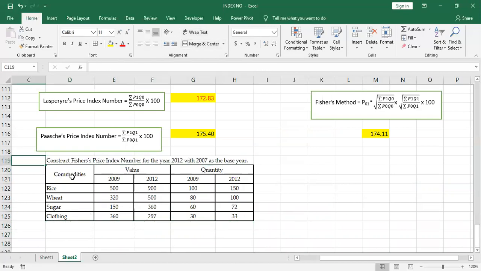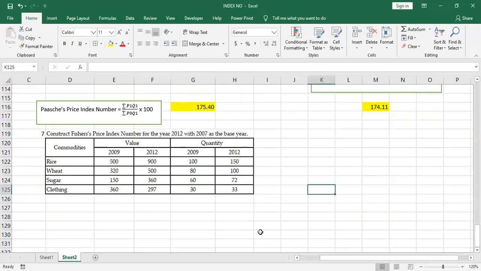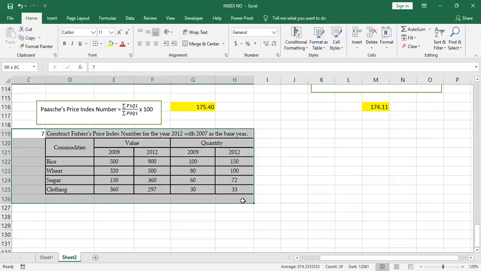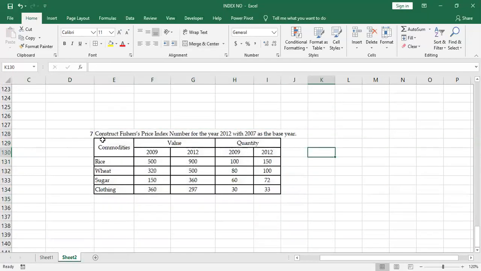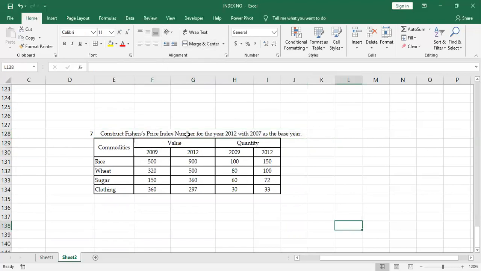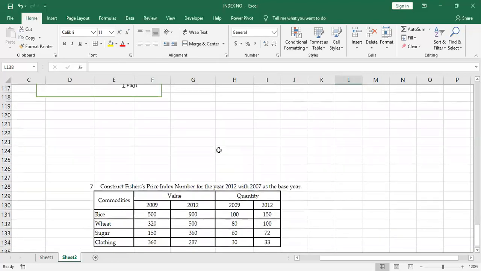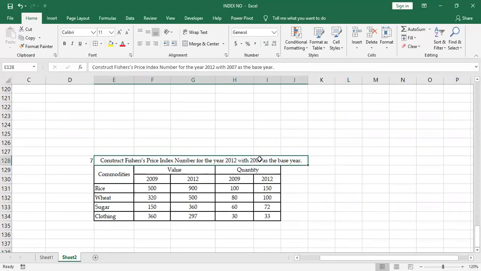What they've asked is problem number 7. Let me paste it here so that you'll have a better understanding. Construct Fisher index number for the year 2012 with 2007 as base year. Sorry, we'll make it 2009 as the base year.